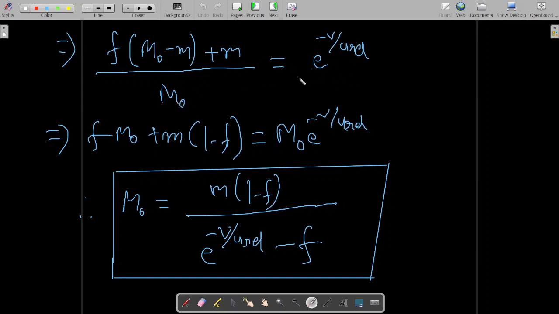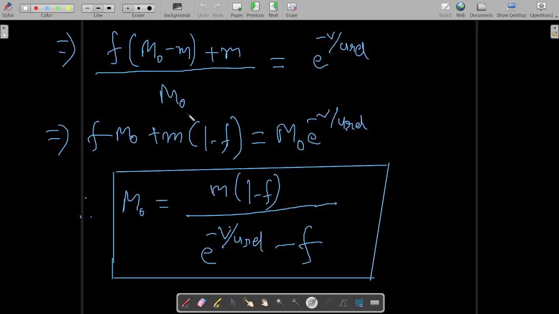Then m0 will go over here, this m0. Okay, so this is further manipulation of the same thing. So f multiplied by this, so this and this term you will take together. Okay, you will open this bracket and f m0 you will keep over here, and minus fm plus m, you will take m common. So m times of 1 minus f equal to m0 e to the power minus v by u relative. So what did you get? You got capital M0 to be equal to m times of 1 minus f divided by, okay, got it?